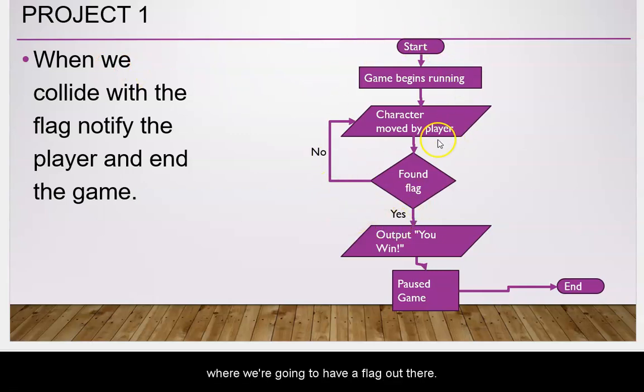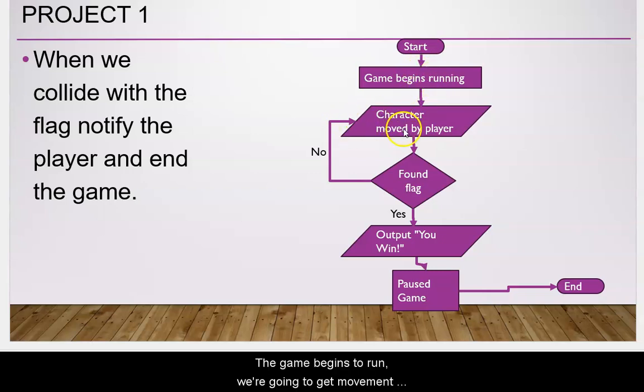And what we're going to do for project 2 is something similar, right? We're going to have a flag out there. The game begins to run. We're going to get movement from the player. We're going to ask if they found the flag, but we're also going to see, did you find a collectible? And if it found the collectible, it's going to make a couple decisions. Is it the collectible? Yes.